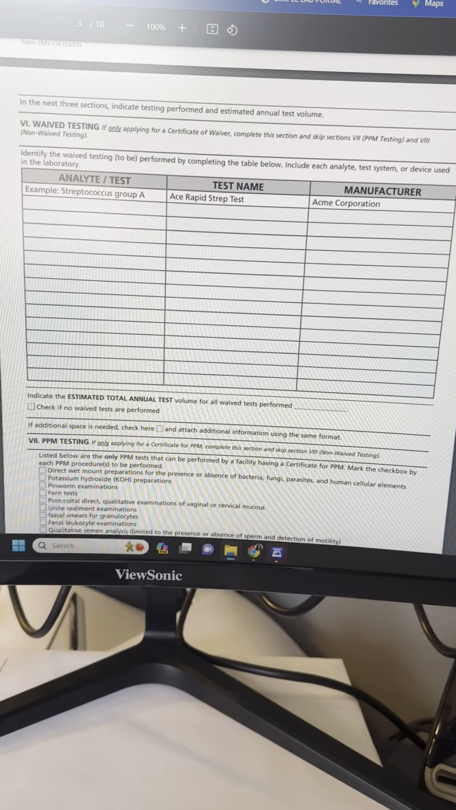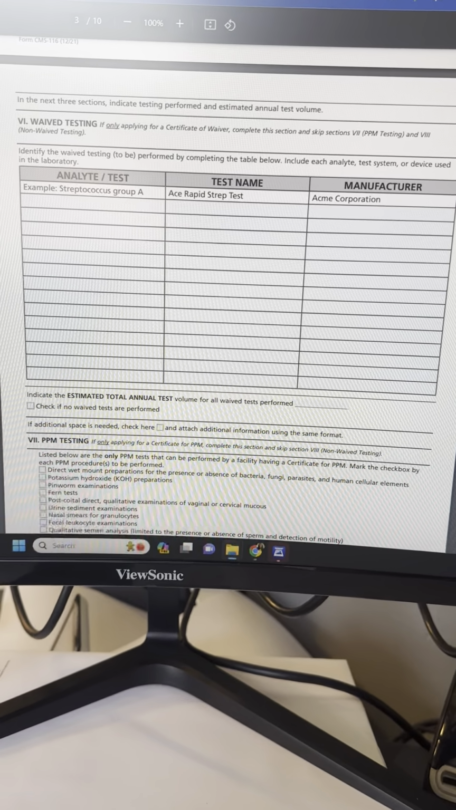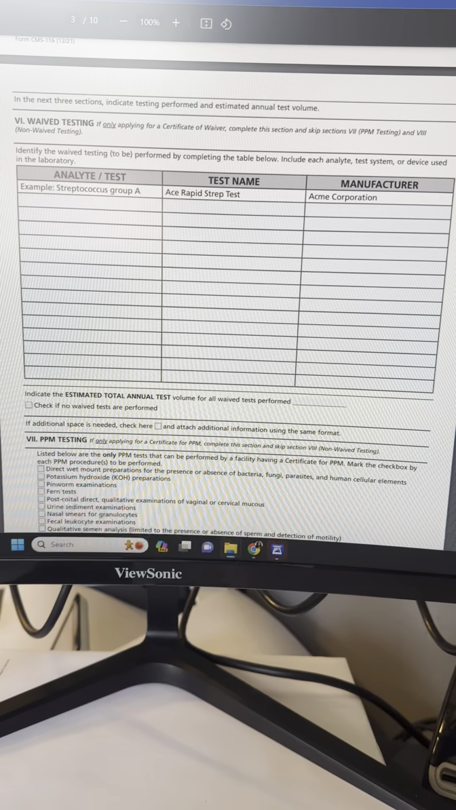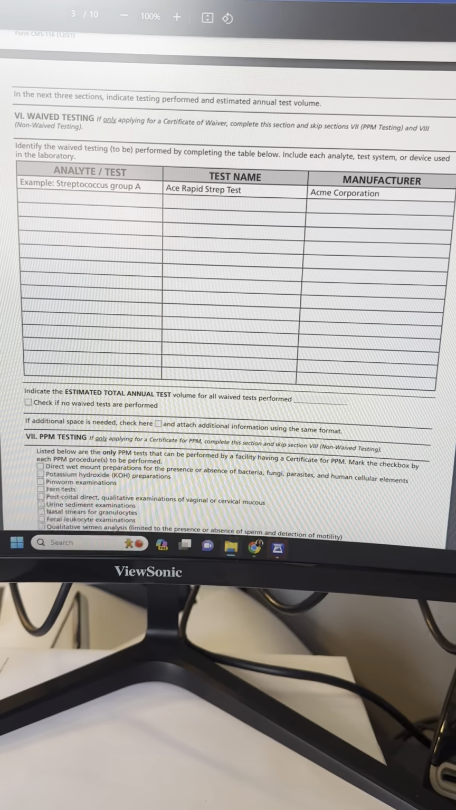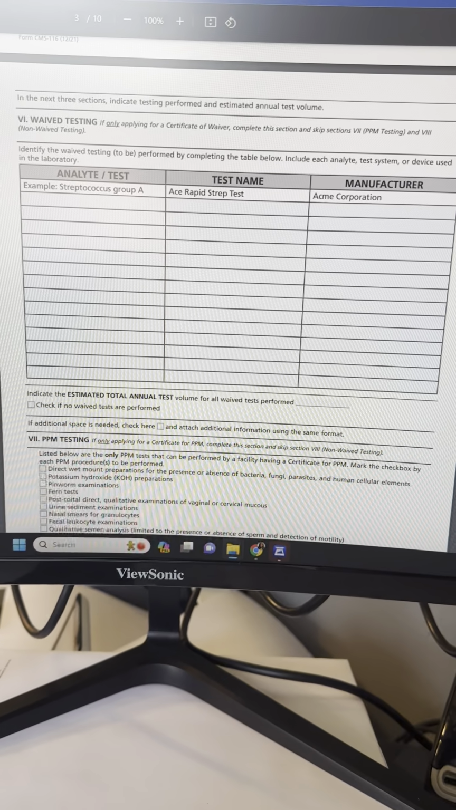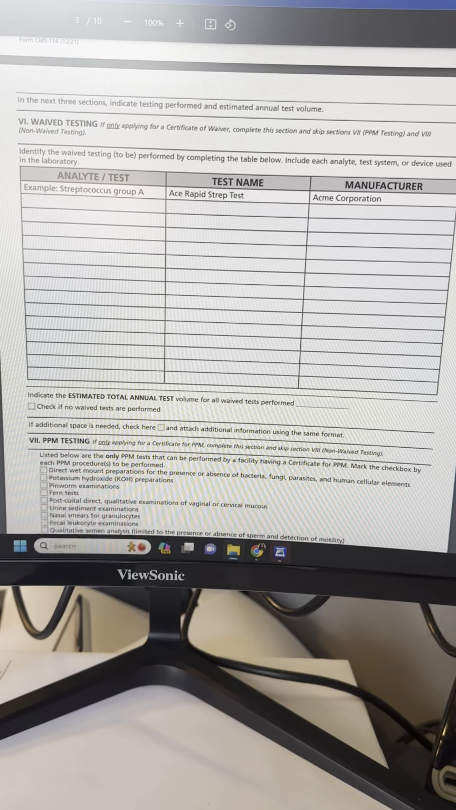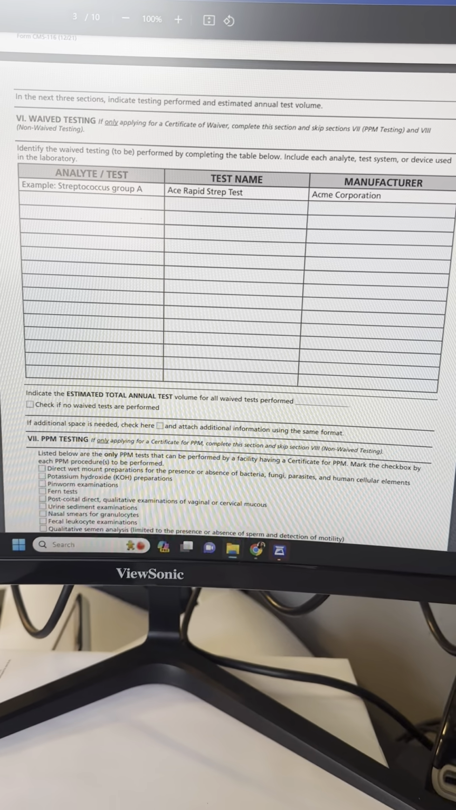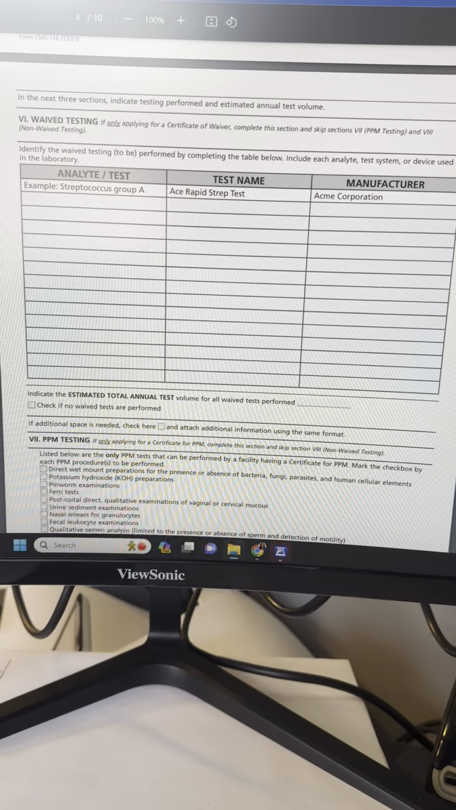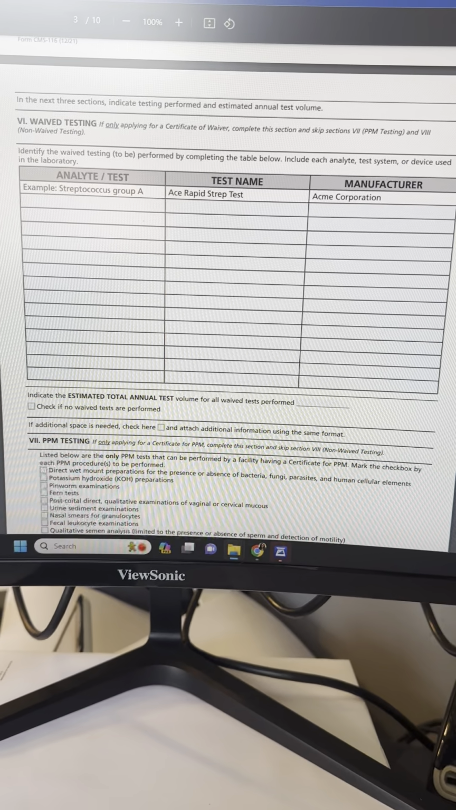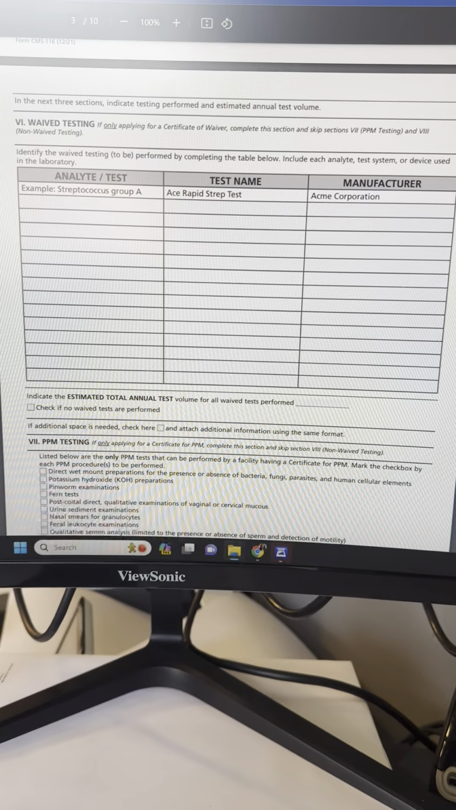So an example of some that I picked were a cholesterol test for the test name of a lipid panel, and the manufacturer is Tech. Also blood sugar for a glucose test, and the manufacturer was HemoQ.